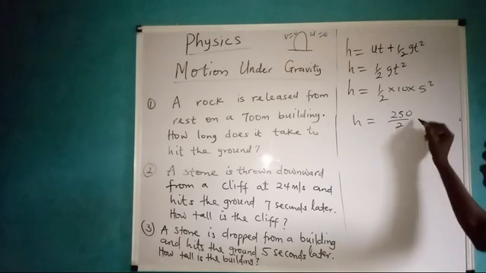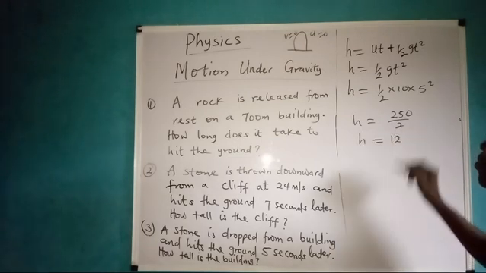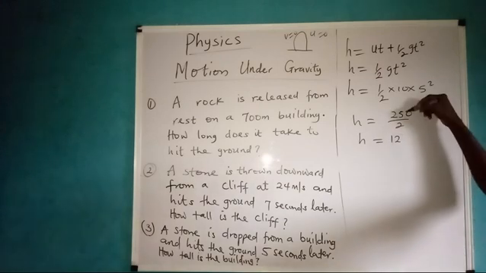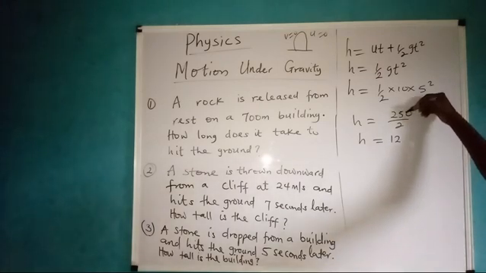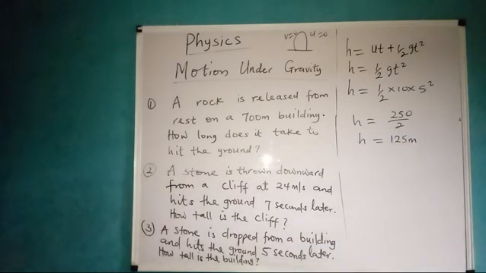Now, 2 into 25, we are going to have 12, remaining 1. That one we put here, it becomes 10. 2 into 10 becomes 5. Therefore, we have 125 meters. This is all about motion under gravity.